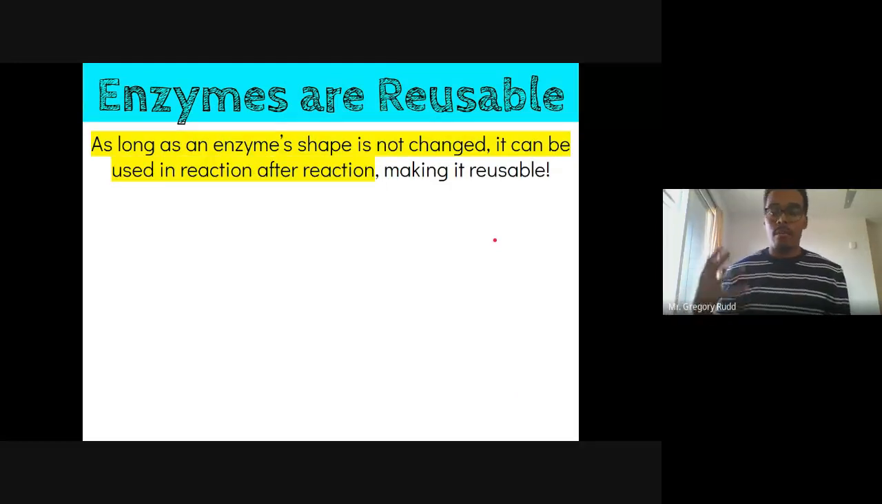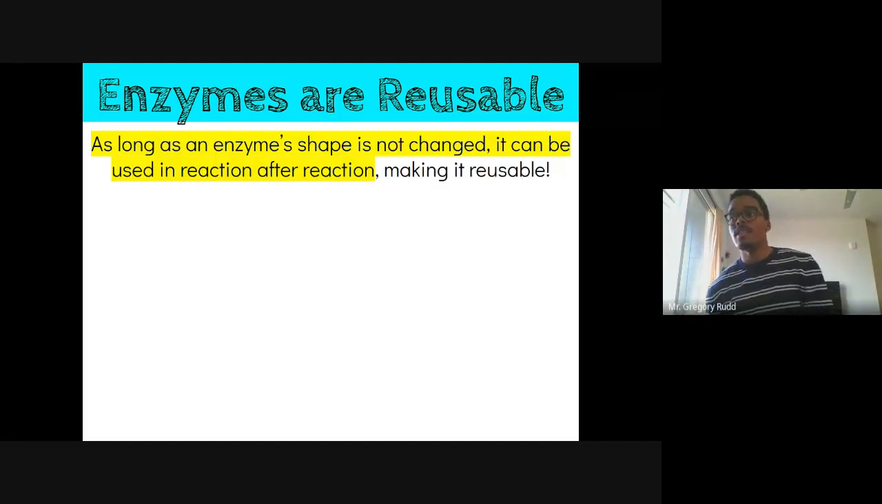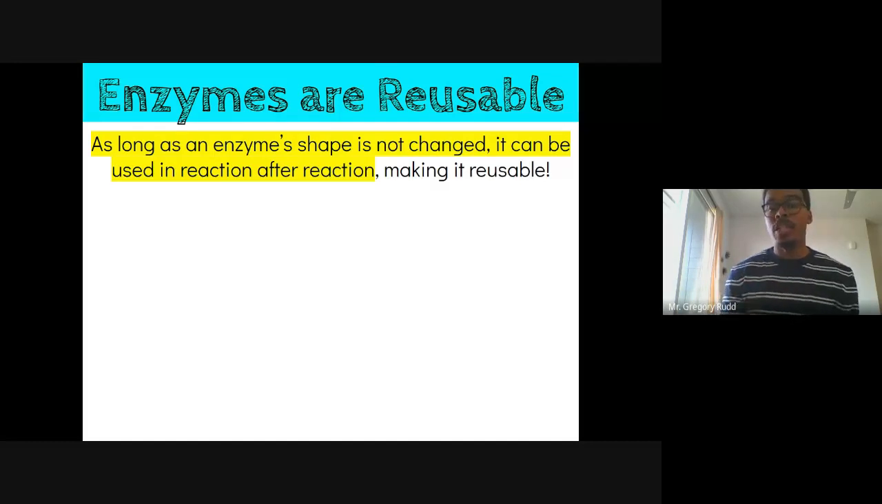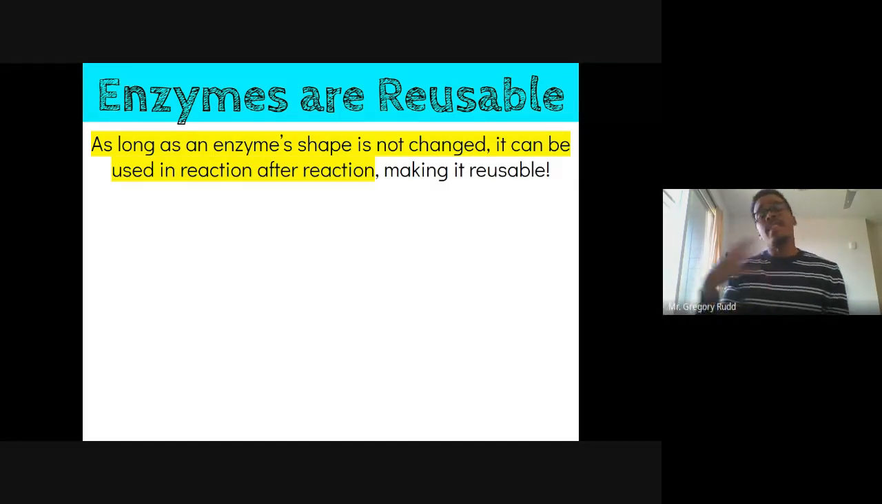The other thing that I keep reminding you all about enzymes is that they are reusable. So as long as an enzyme's shape is not changed, it can be used in reaction after reaction. And that's why we call it reusable. We are going to talk today about what happens when an enzyme shape is changed and why that shape might be changed. But for the most part, enzymes can go through reaction after reaction without their shape being changed. So let's look at this.